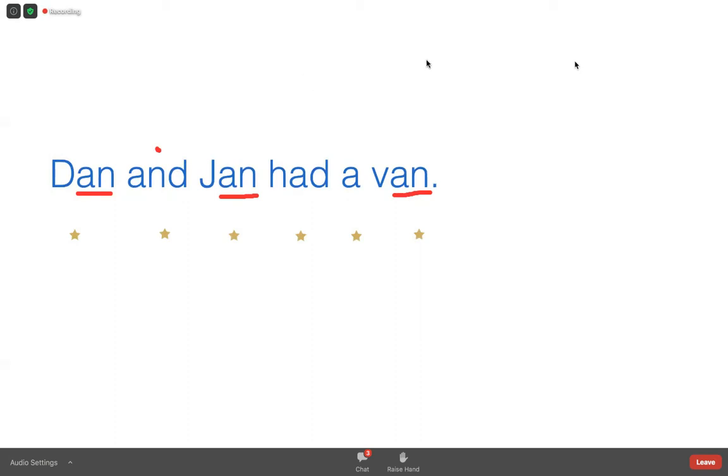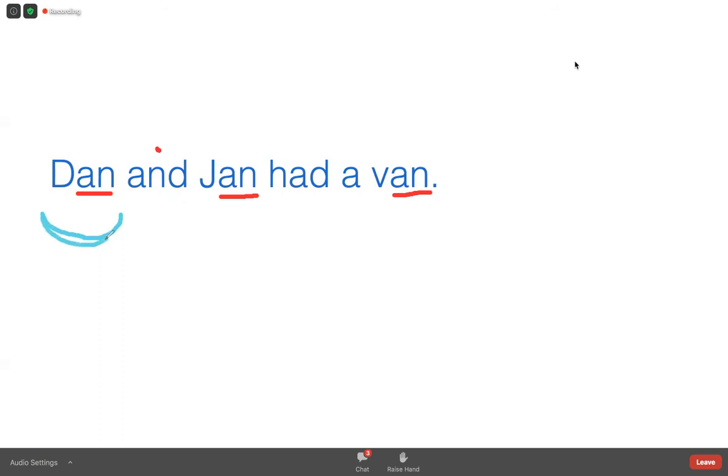Dan and Jan had a van. Let's undo those stars. We're going to scoop it now. So with scooping, I call these scoops. When we scoop a sentence, it just means I'm making a nice scoop underneath my words to give me a good pace when I read, okay?